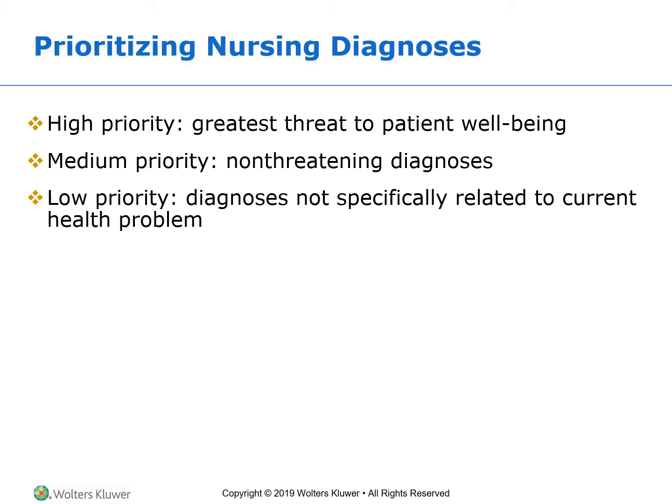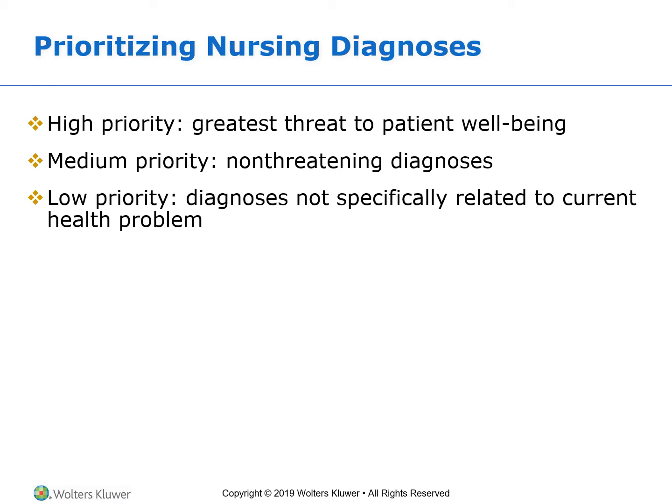Prioritizing nursing diagnoses. To prioritize nursing diagnoses, we first have to establish our priorities. So we develop a list of nursing diagnoses and then we rank them as high, medium, or low priority. High priority nursing diagnoses pose the greatest threat to the patient's health and well-being and may even threaten life. Diagnoses that are not life-threatening are ranked as medium priorities.